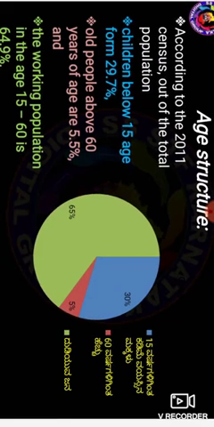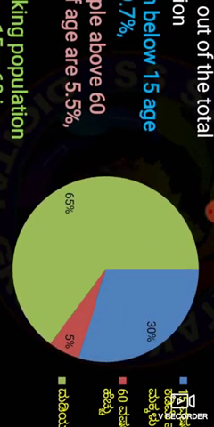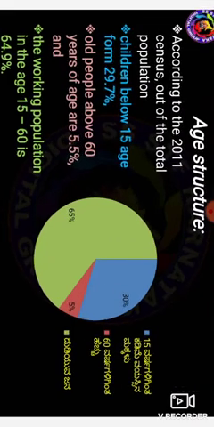And the working population in the age group of 15 to 64 is 64.9 percentage. These are the age structures we have to see in the population of Karnataka.